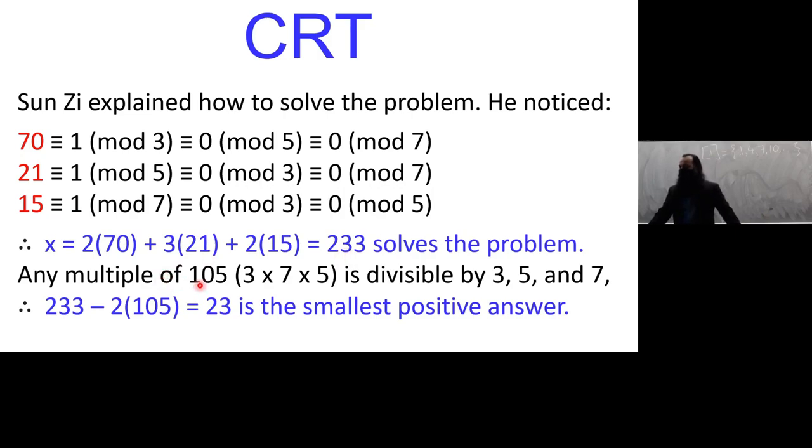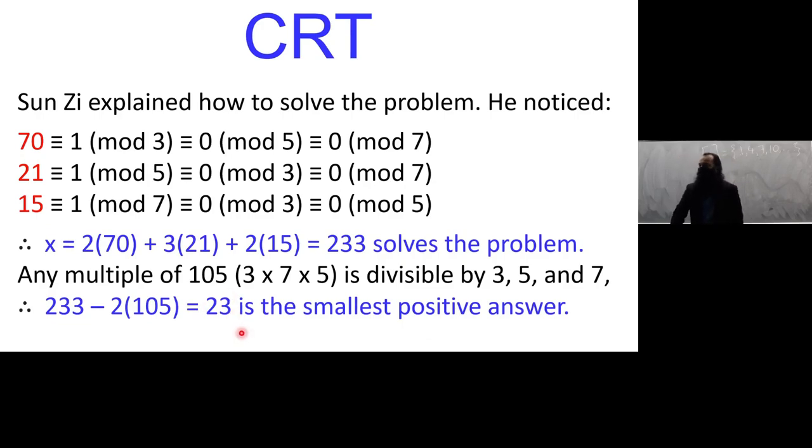So any multiple of 105 is also divisible by 3, 5, and 7, right? If I take 3 times 7 times 5, the product is going to be divisible by 3, 5, and 7, right? And if I take 105, which is the product of 3 times 7 times 5, and I multiply it by an integer, whatever that number is going to be divisible by 3, 5, and 7, because it was created that way. So 233 solves the problem, and then if I subtract a multiple of 105, I will get 23, which is the smallest positive answer to this problem.